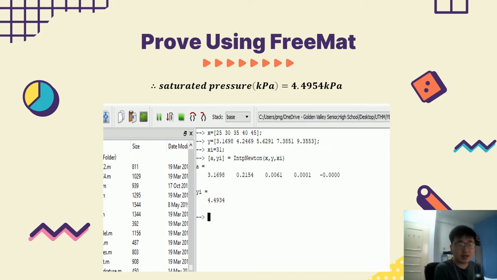Next, we'll use the free method to prove our answer by using the Newton divided difference interpolating polynomial method that we're using. So for saturated pressure, what we get from manual calculation is 4.4954. But from the free method, the answer is 4.4934 kilopascal. So they are a bit different, maybe due to the decimal places.